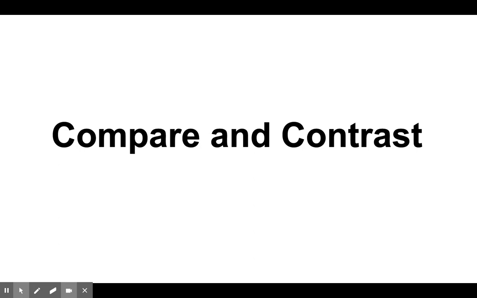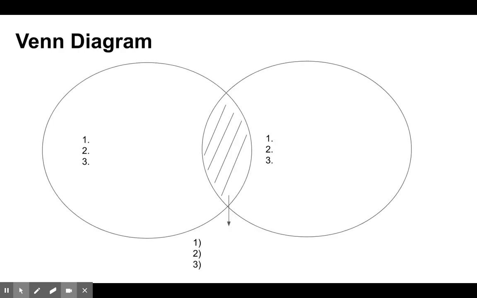Now, when we do this, there's a tool that we can use that will help us keep our thoughts organized. It's called a Venn diagram. To properly fill out a Venn diagram, we have to first create two circles that overlap in the middle. Then in one circle, we number 1 to 3. In another circle, we number 1 to 3.